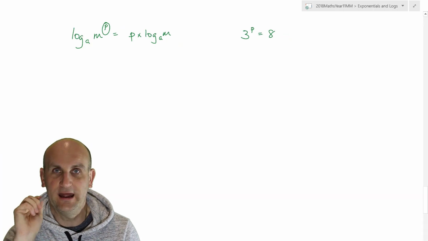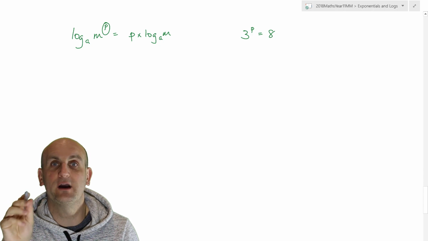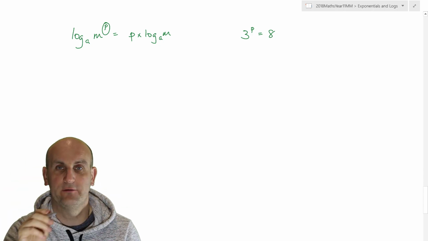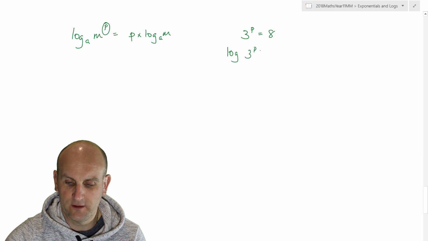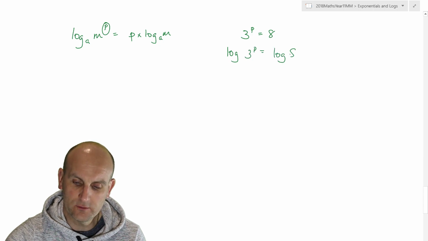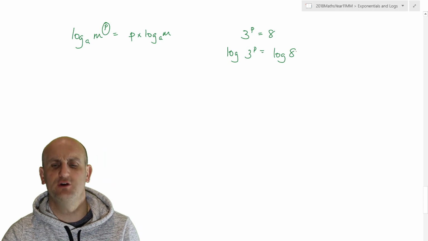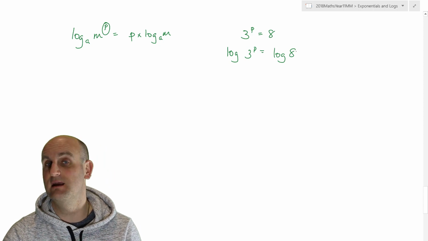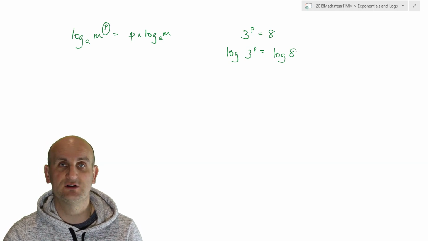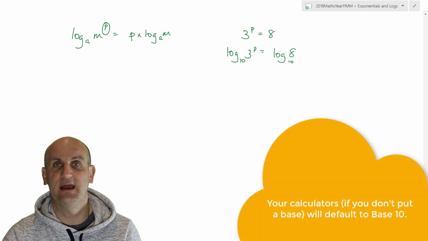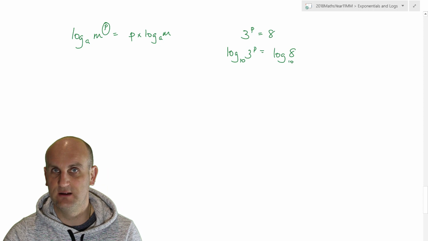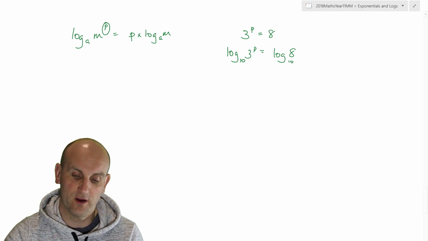Well, anytime I see a floaty power now, I know that I can use logarithms to bring it down and stop it being a power. So I'm going to say log 3 to the p equals log of 8. Now you're going to say, hold on a moment, you've not put a base down. And actually, I don't need to, so long as I use the same bases. So that could be log base 10, it could be log base 8, it could be log base e. It doesn't actually matter so long as you take the same logs of either side.